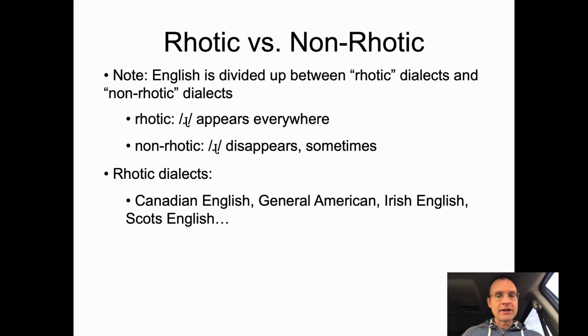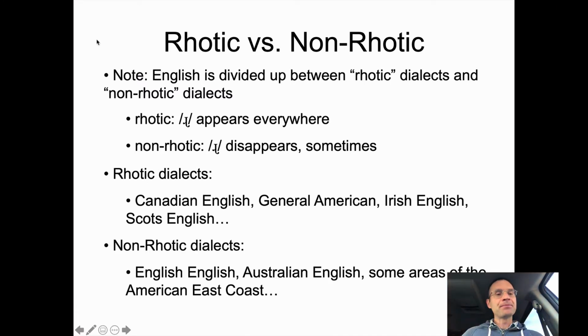Generally speaking, American dialects of English will be rhotic. Also, Irish English and Scots English, so on and so forth, are rhotic as well. The non-rhotic dialects you find in England, in Australia, and New Zealand too. And then some areas of the American East Coast, including prominent cities like Boston and New York, and also traditionally some areas of the American South, though I think that's kind of disappearing by now.